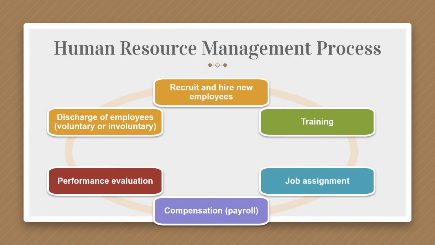So human resource management processing starts by recruiting and hiring new employees, and training the existing and new staff. Job assignment, meaning that we give the assignment, job specification and duties to each employee. Also, compensation. This is the payroll, mainly about the money, the salary, and other compensations, bonuses, and so on. Performance evaluation, evaluation of the performance of the staff. Then discharging of the employees, either voluntarily or involuntarily.